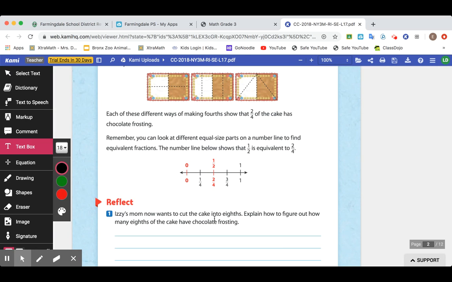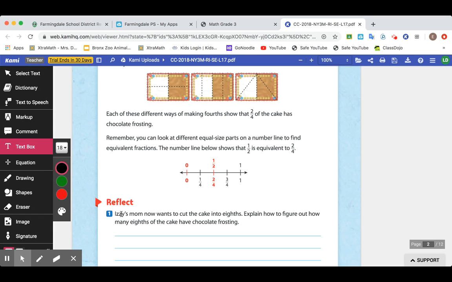Now we also practiced doing that on a number line. So we could have shown how 1/2 and 2/4 land on the same tick mark on the number line. They're the same distance away from 0. Okay, they're halfway between 0 and 1, in fact, right?